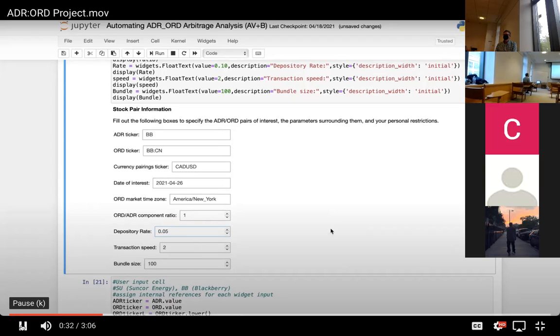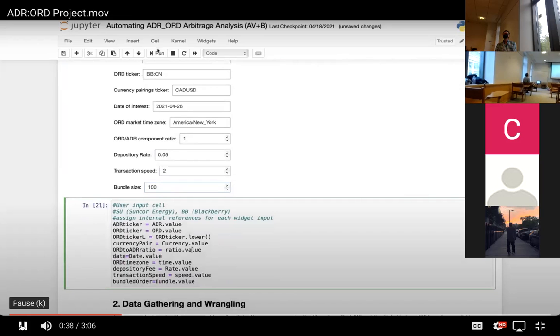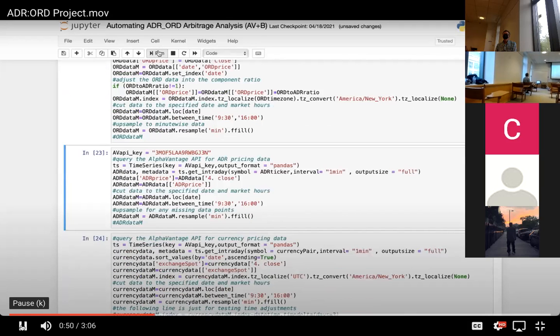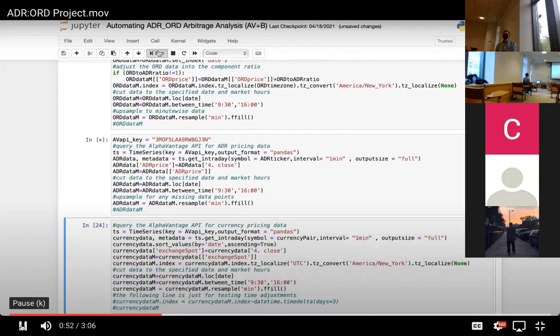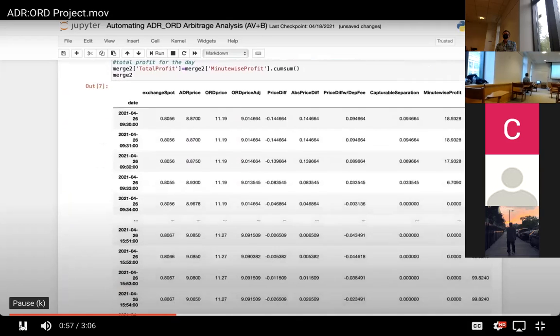So with these things filled out, we're going to move on to assigning those to actual variables within the program. Then another blurb telling the user about what data wrangling is going on. And then we're going to run the API queries and eventually produce this table right here.